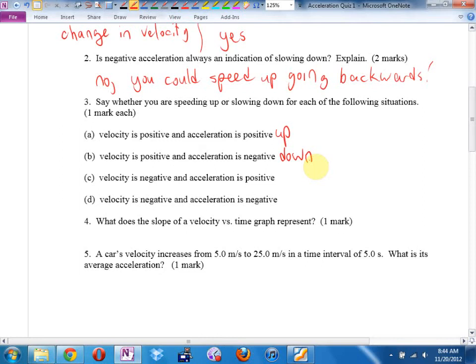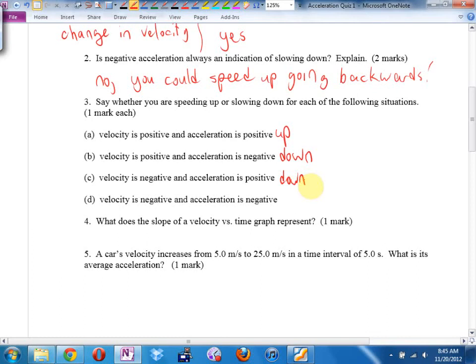Anyone, velocity is negative, acceleration is positive. Speeding up or slowing down? Sorry? Slowing down. Slowing down, convince me. Because if you're, say, negative 5 meters per second, and your acceleration is positive, then you're getting slower. So he's saying if you were going backwards, a positive acceleration would mean you were starting to accelerate going forwards. So first, going backwards, you'd slow down, and then start going forwards? Yeah. Okay, I'll take that.